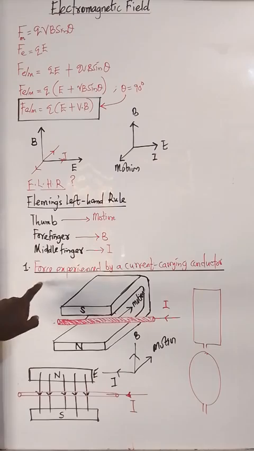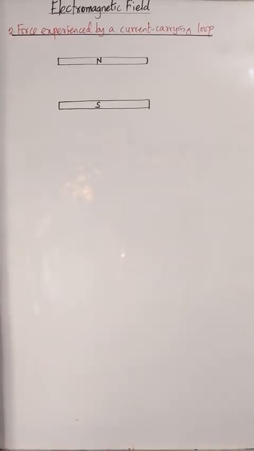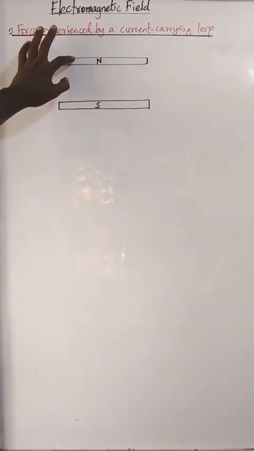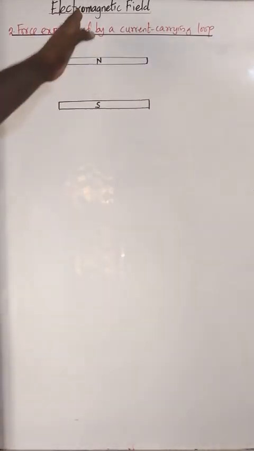So first one is force experienced by a current carrying conductor. Second one will be force experienced by a current carrying loop. So this represents a magnet. So the north will be like a horseshoe magnet, but we are drawing 2D. So this is north, this is south. So the direction of field is down, north to south.